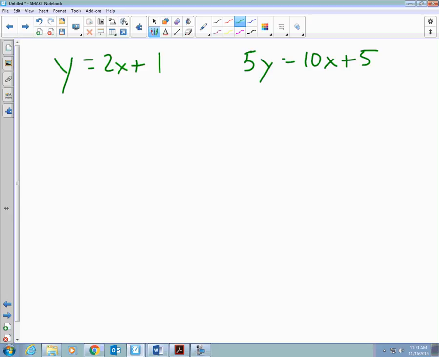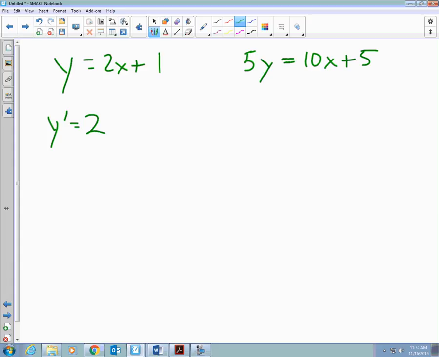Are these the same or different? Same. They're lines, right? What's the slope of this line? 2. So the derivative should be 2, right? So let's take the derivative. Y prime is equal to, what's the derivative of 2x? 2. Now, here's what you really did. What's the derivative of y? It's 1 times y prime.